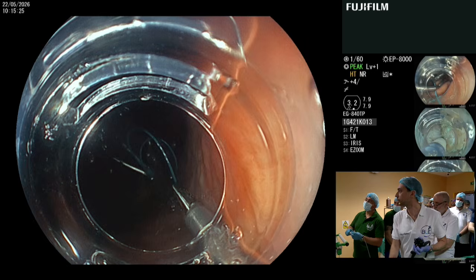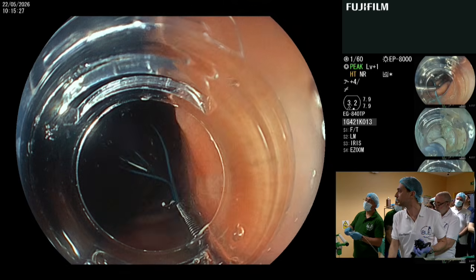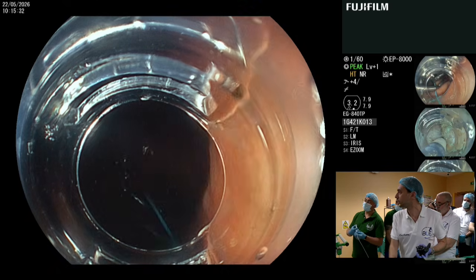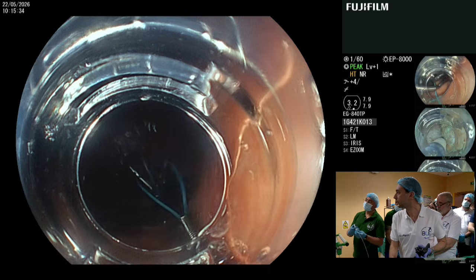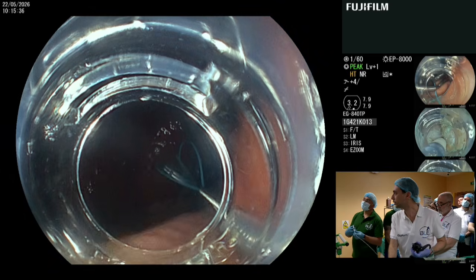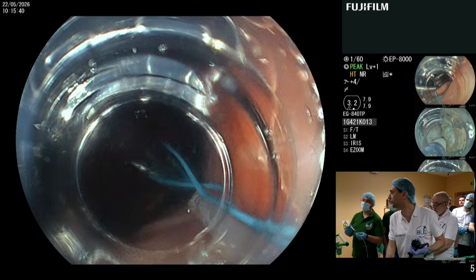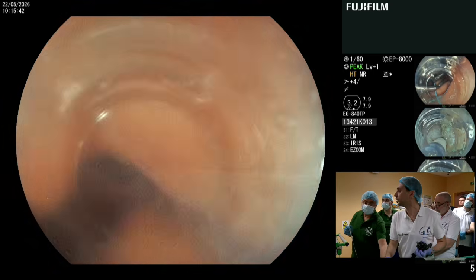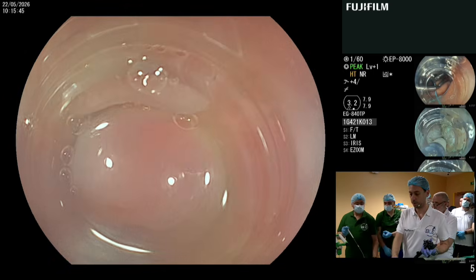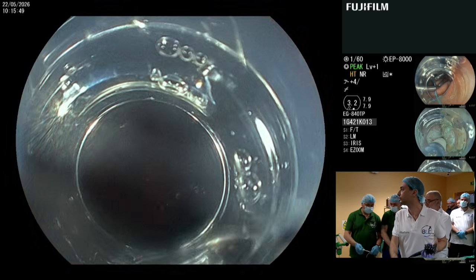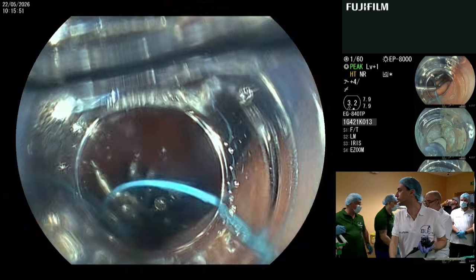I will pull back. It's stuck. Oh. Don't worry, I also have the endoloop cutter in case it doesn't. Okay, done. All right. Let's check. Let's check.